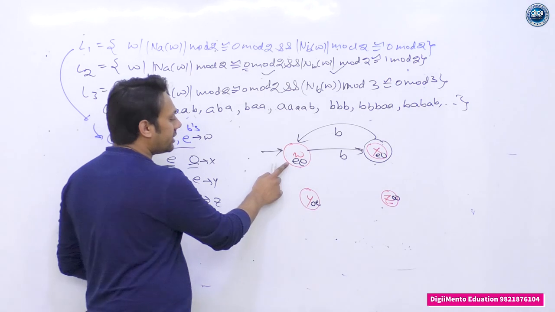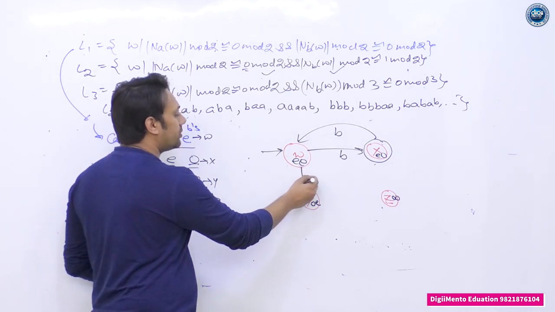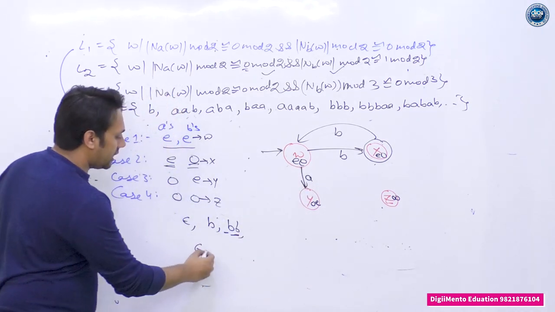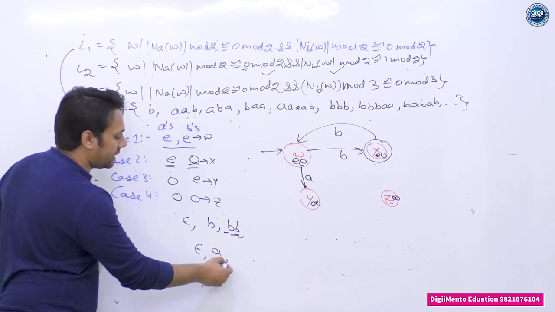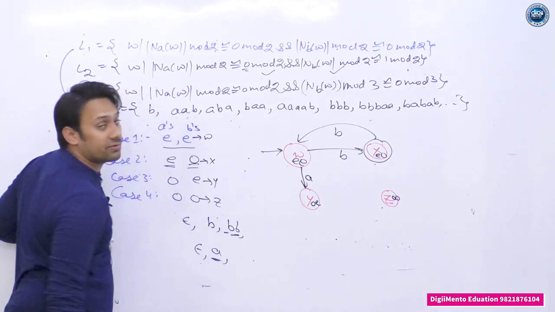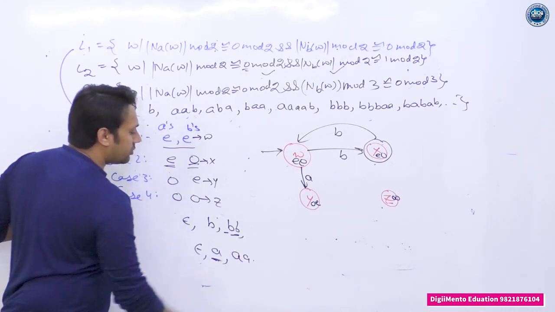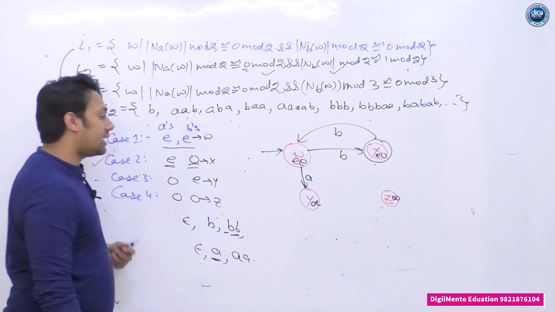So if I look at here, if I give a single A, to ab kya hua? Agar mere paas epsilon tha, epsilon mein agar main single A diya, to number of A's are odd, number of B is even, right? So number of A are odd, number of B is even. If I get double A, to us case mein kya hoga? Number of A is again even.